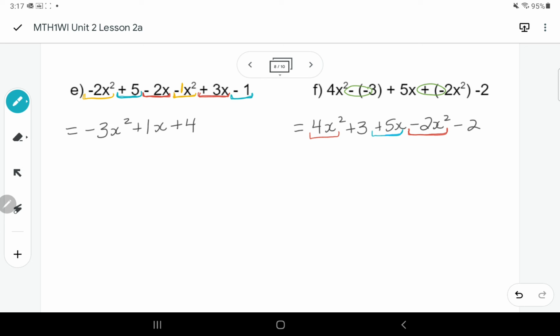Other like terms, I've got a 5x, but I don't have any other plain x's that would go with that one. That's okay. Then I have a +3 and a -2. So I'm going to do the red ones first, my x squareds. 4x squared, take away 2x squared. 4 take away 2 is 2x squared. Then I'm going to do my x's. I've got just one that's blue, 5x. And then the regular numbers. I have +3 and -2. So a +3 minus 2 is just +1. Again, I really think that the color coding can help here.